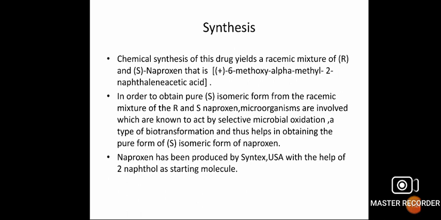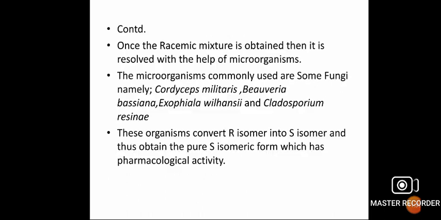Naproxen has been produced by Syntex, one of the pharma firms in the USA, with the help of 2-naphthol as the starting or precursor molecule. Once the racemic mixture is obtained, it is resolved with the help of microorganisms. The microorganisms commonly used are some fungi, namely Cordyceps militaris, Beauveria bassiana, Exophiala villansi, and Cladosporium resinae. These organisms convert the R isomer into the S isomer and thus obtain the pure S isomeric form, which has pharmacological activity.